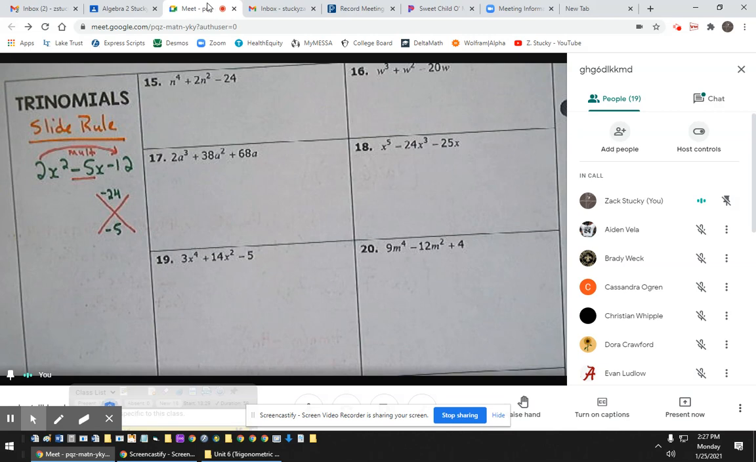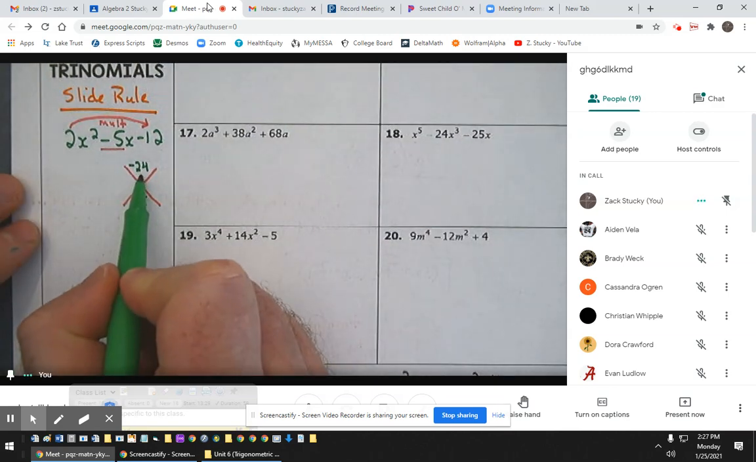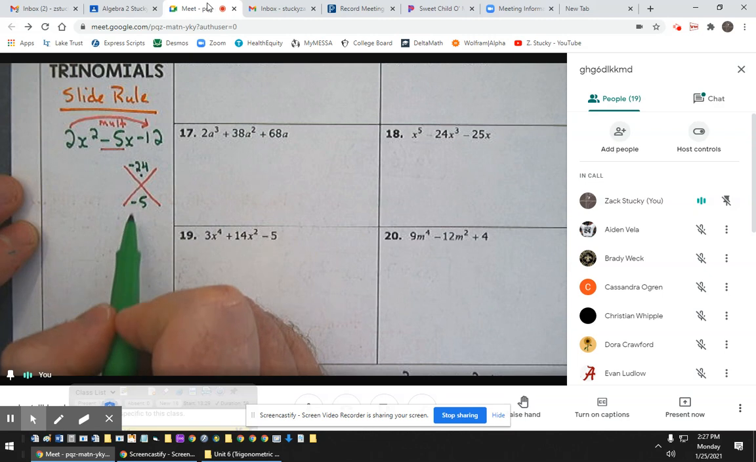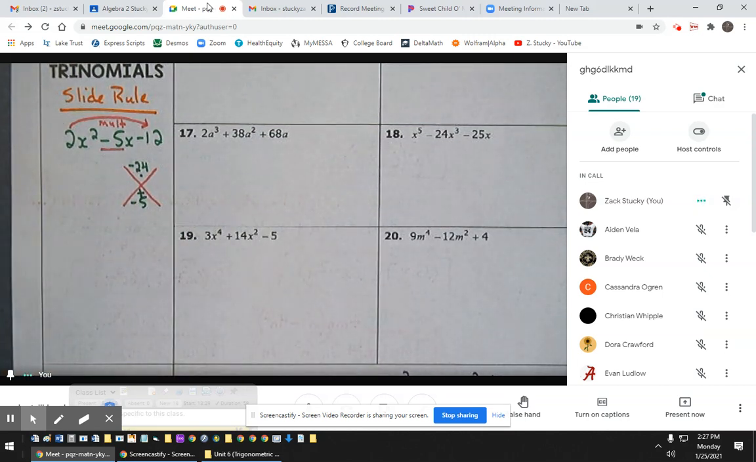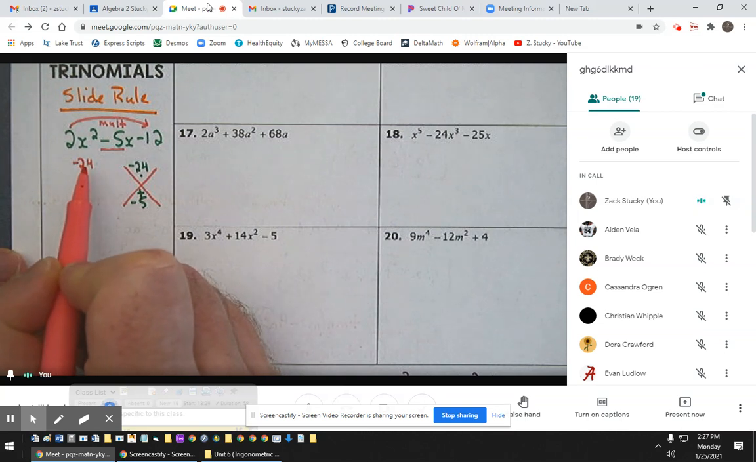Now I'm going to try to find 2 other numbers on the sides that have to multiply, so that's a little multiply dot there. They have to multiply to make negative 24, and they have to add to make negative 5. Some people are really good at just looking at it and figuring it out. If you can't figure it out, make a list of all the numbers that go into negative 24.